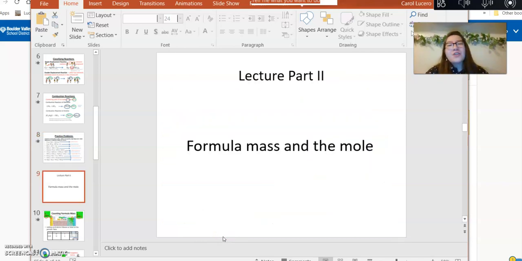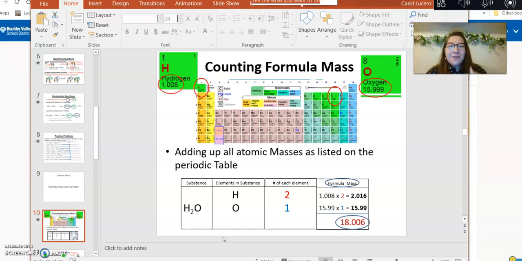After that, we move into formula, mass, and the mole. So this is essentially part 2 of the notes and lecture, where we start talking about how do we get a formula mass, what is a formula mass. Basically, it's just adding up the atomic masses of each element of the periodic table. So this is another place where these atomic masses come in. Don't get it confused with the atomic number. Remember, atomic mass has both protons and neutrons. It's going to be the bigger number in any given cell on the periodic table.